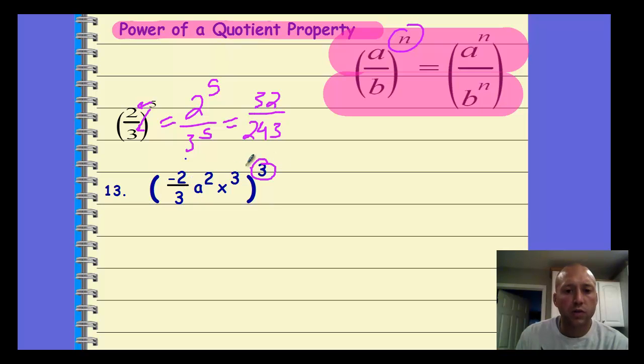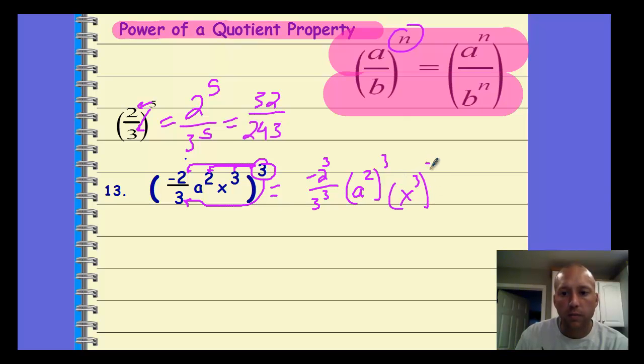This 3 goes to everything in here. It also goes to this fraction, which means it goes to the denominator as well. So I could write this as negative 2 to the third over 3 cubed times a squared to the third. I'm just showing you how you can raise everything to the power of 3. Now we need to simplify each part of that.